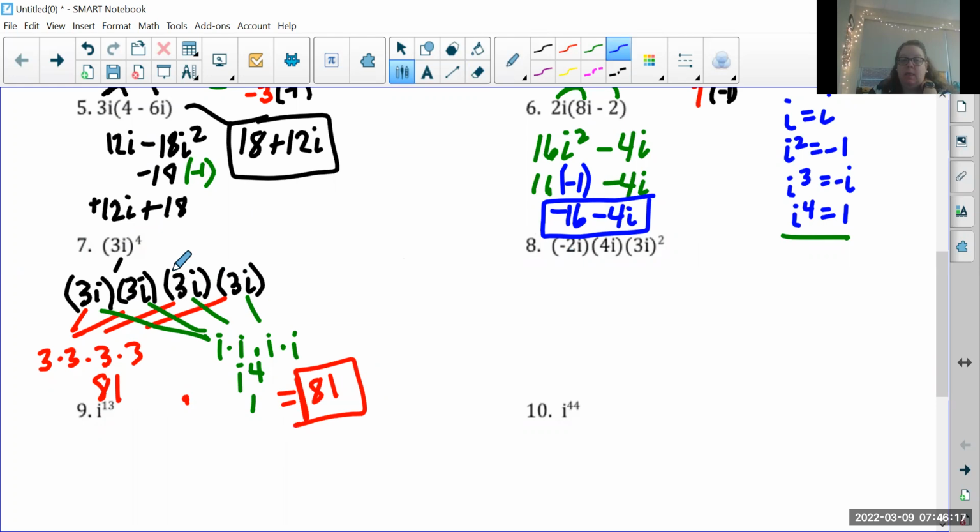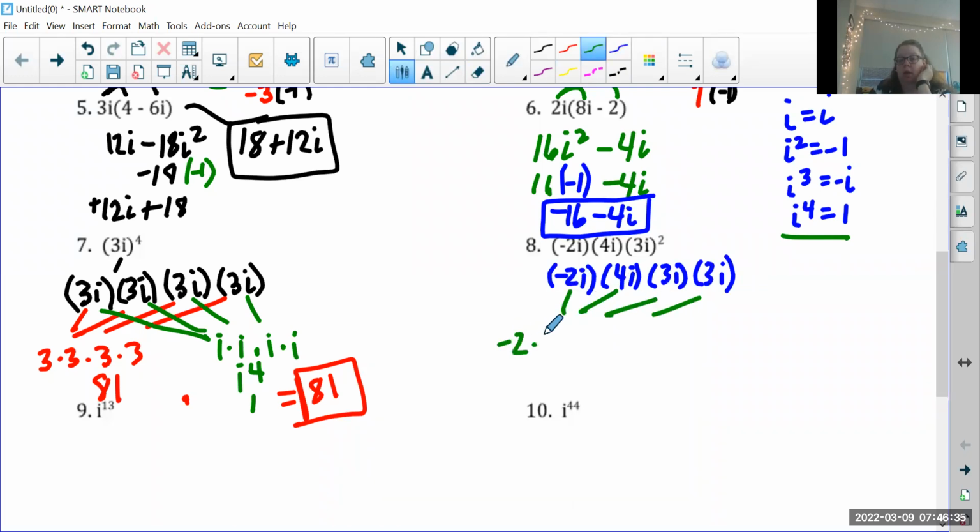All right, then this one is the same thing. It's just already kind of written out for you. Just notice that this one says that there's 2 of these. So it's really technically negative 2i, 4i, and then 2 3i's because it says 3i squared. So I'm going to do the same thing. Pull out all of these. Negative 2 times 4 times 3 times 3. Negative 2 times 4 is negative 8. Negative 8 times 9 is negative 72.